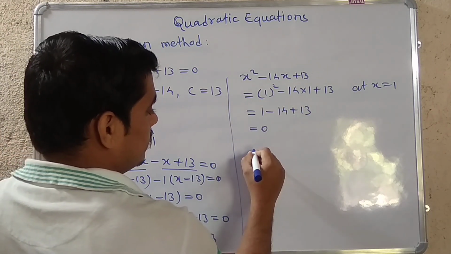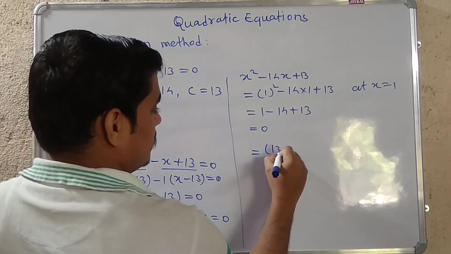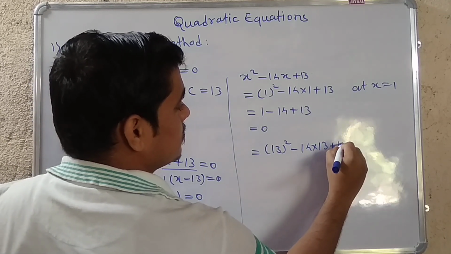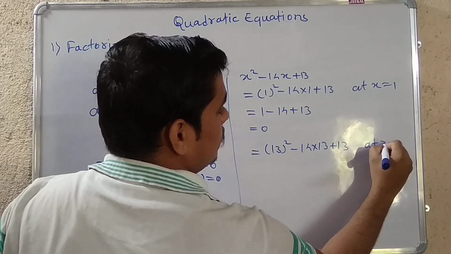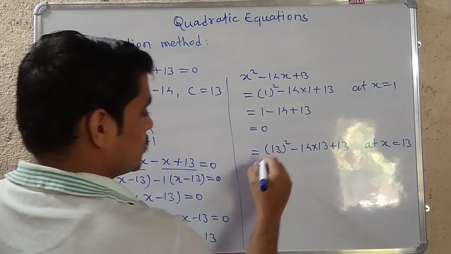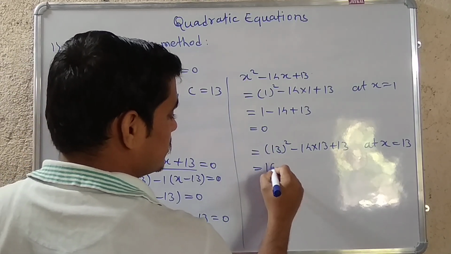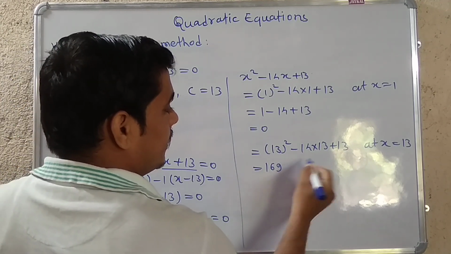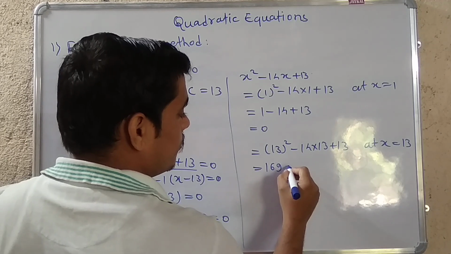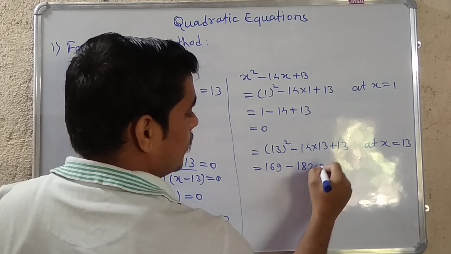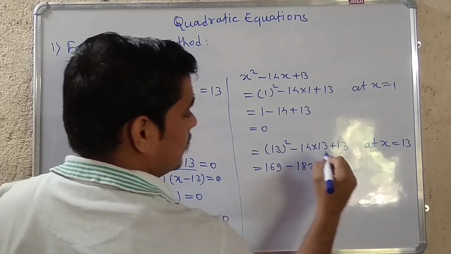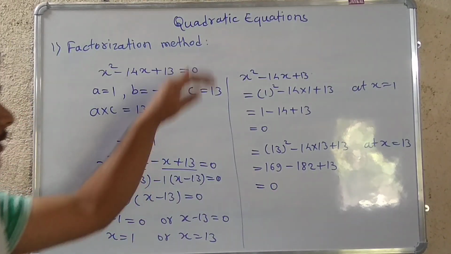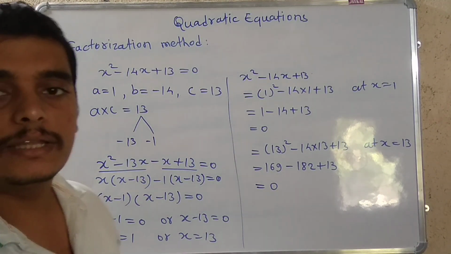Similarly, we can write it as 13 square minus 14 into 13 plus 13 at x is equal to 13. So 13 square is 169. So again it will be 169 minus 182 plus 13. Okay, finally this also gives us the value 0. Hence we can conclude that x is equal to 1 and x is equal to 13 are the final answers.